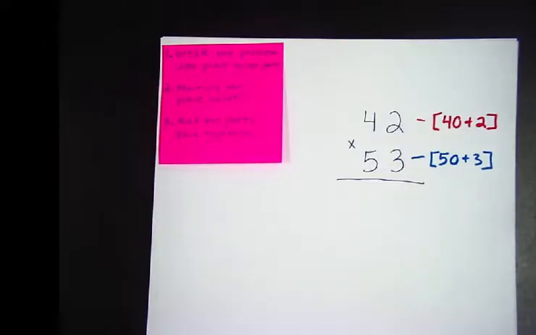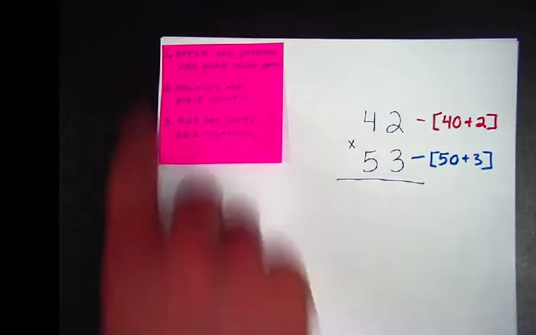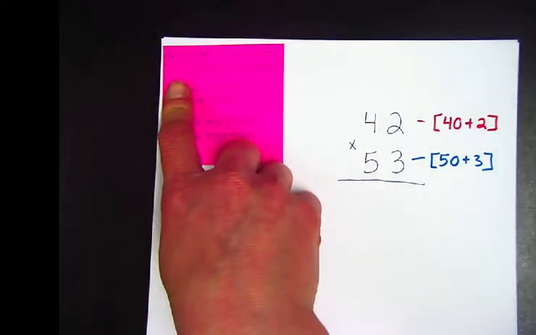Here's today's objective. Use partial products to multiply two-digit numbers. All right, friends, here's our problem. 42 times 53. Our first step is going to be to break the problem into place value parts.